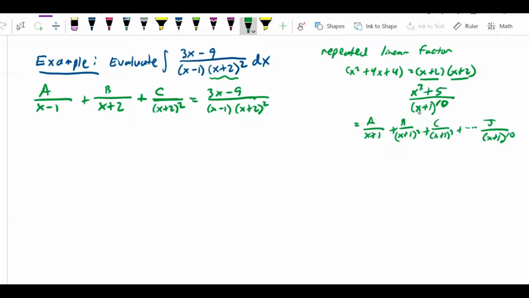Those examples obviously get very, very messy, which is why the ones we're going to do usually only go up to a power of 2 or maybe 3, but this is technically what the rule is. So now we're going to multiply through by the denominator, just like we have in the past. That's going to give us A times (x plus 2) squared plus B (x minus 1)(x plus 2) plus C (x minus 1) is equal to 3x minus 9.